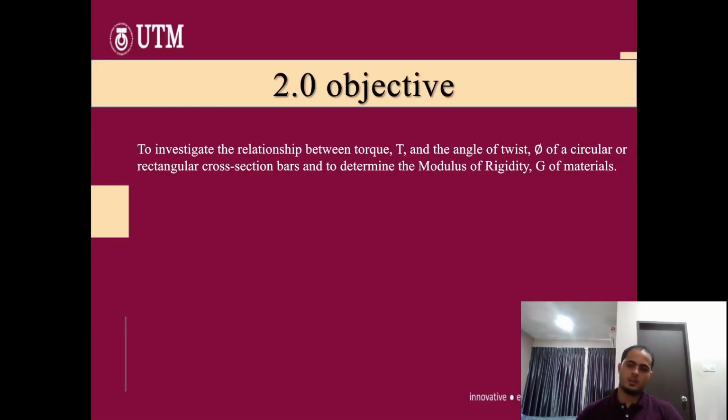The first part in our presentation is the objective. Our objective is to investigate the relationship between the torque and the angle of twist of circular or rectangular cross-section bars and determine the modulus of rigidity G of the material.